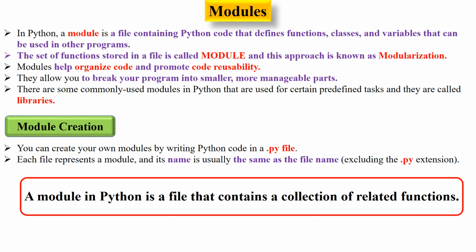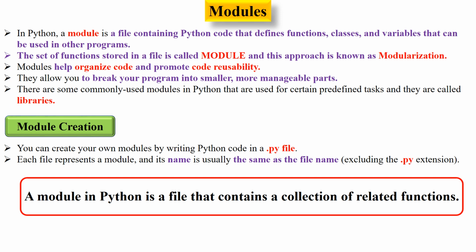In Python, a module is a file containing Python code that defines functions, classes, and variables that can be used in other programs. The set of functions stored in a file is called module, and this approach is known as modularization. Modules help organize code and promote code reusability. They allow you to break your program into smaller, more manageable parts. There are some commonly used modules in Python that are used for certain predefined tasks, and they are called libraries.